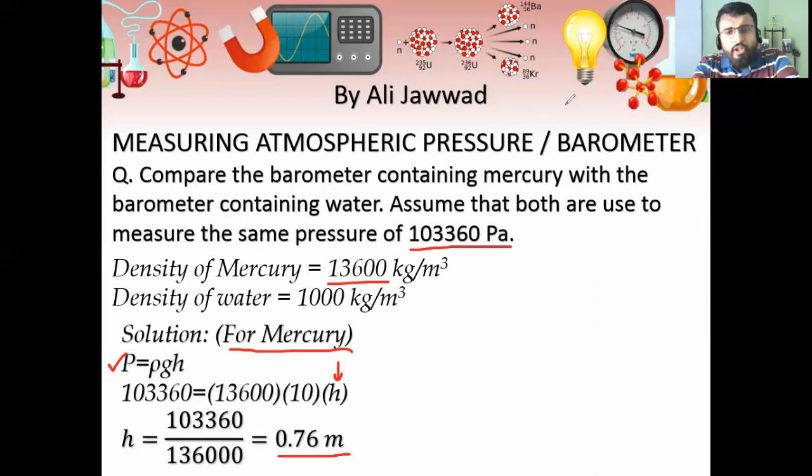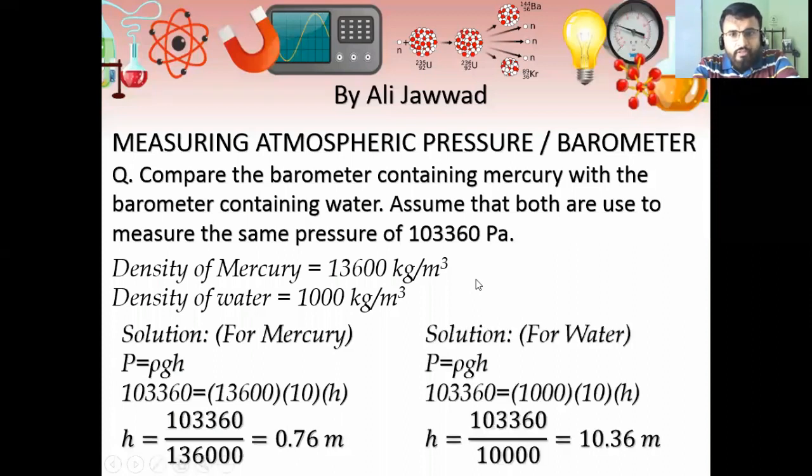Now let us see what the height of water will be in the barometer if instead of mercury we use water. We are using the same formula developed for hydrostatic pressure, or the pressure of liquid, in lesson number 2. The pressure is the same, 103,360 Pascal. The density of water is used this time, so rho has been replaced with 1000. The gravity is the same because we are calculating on the surface of Earth, and height is h. By this we get 10.36 meters.